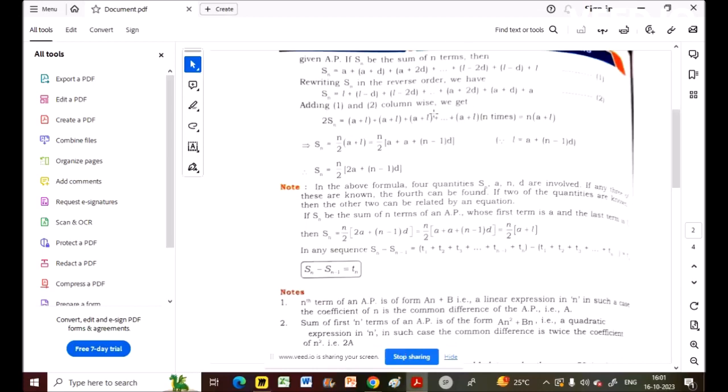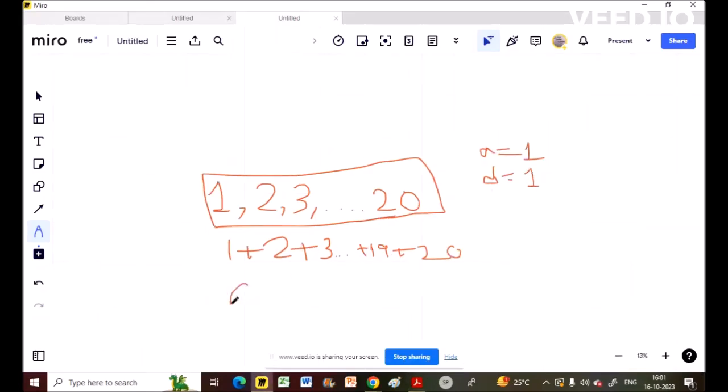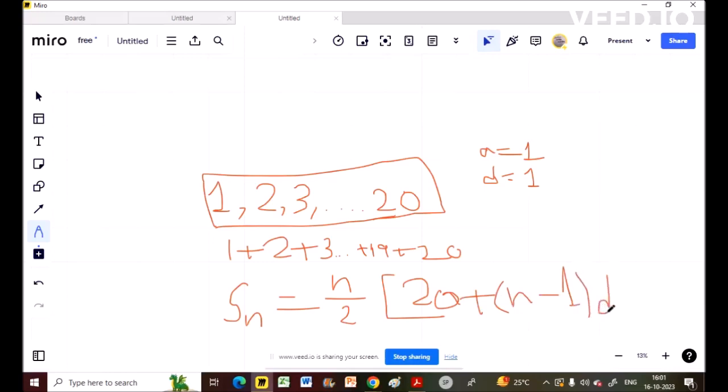They have derived this formula, but actually it isn't necessary here. The final formula is Sn is equal to n by 2 into 2a plus n minus 1 into d. I am writing it down here. Sum of n terms of an AP is equal to n by 2 into 2a plus n minus 1 into d.